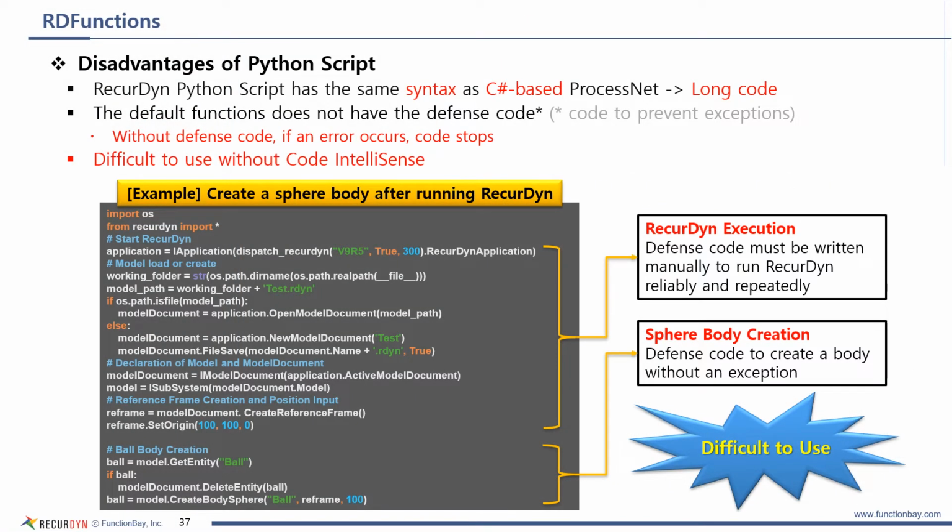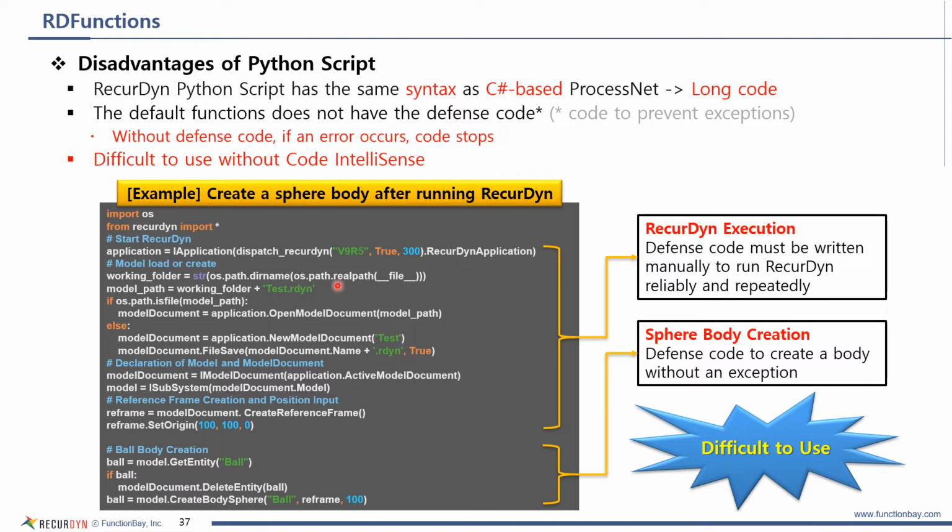The disadvantages of RecurDyn Python script are that the code length can be long, and the basic functions have no defense code. It means they don't have code to prevent exceptions. For example, if there is a body under the same name when creating a body again, an error occurs during creation because they have the same name, and the entire code process stops. And it is a bit difficult to use without IntelliSense.